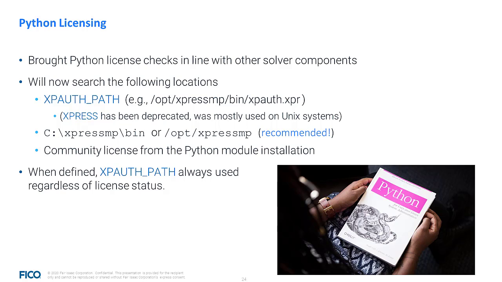Thus, if you own an Xpress license, you should either put it in the standard installation path, that's what we recommend, or if you prefer, set the XPAUTH path environment variable. Note that if a location is defined by an environment variable, then Xpress Python checks for the license there and skips any other location, regardless of whether it finds the license or not. This is different from previous behavior and in line with the behavior of the other solvers.